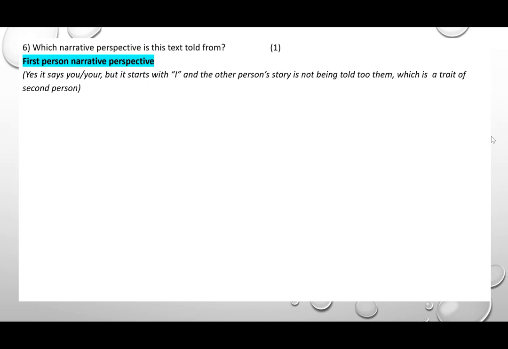All right, question 6. Which narrative perspective is the text told from? It is told from first person narrative perspective. Yes, it uses the word you and your, but it starts with an I, and the other person's story is not being told to them.